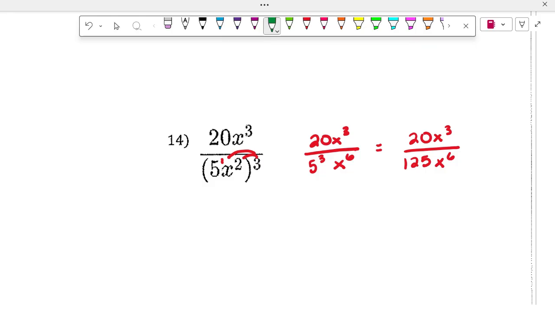Right, now we can do quotient rule. So first start by simplifying this fraction. 20 over 125. What can I divide both of them by? 5. So that'll be 5 over what? Or 4 over what? 25.